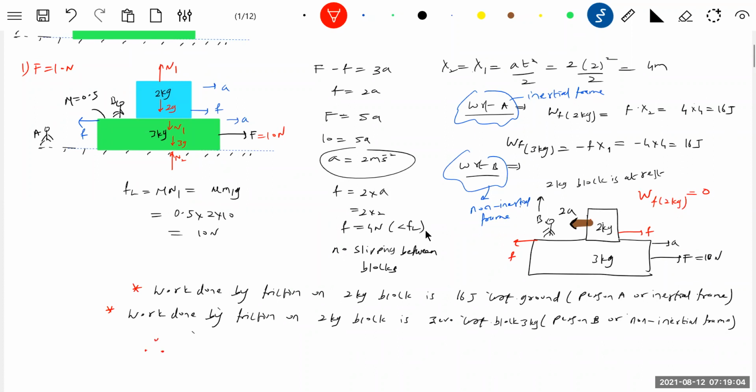Therefore, one conclusion: work done will be different in different frames of reference. I wanted to put this statement.